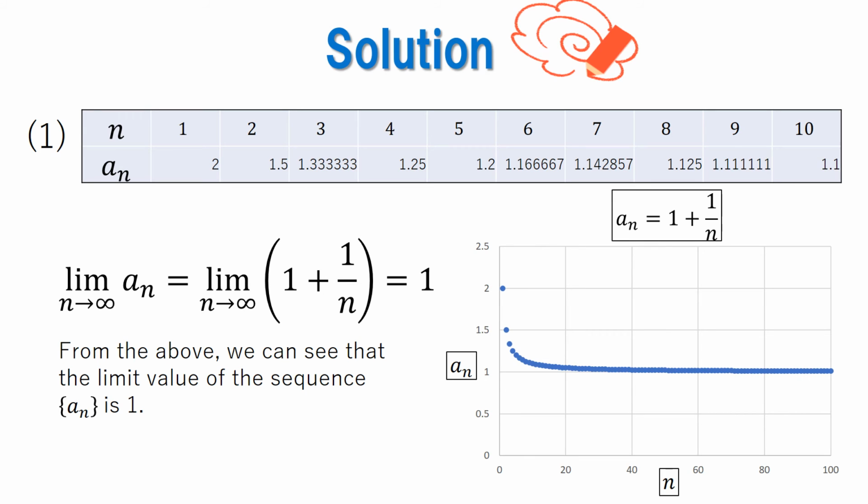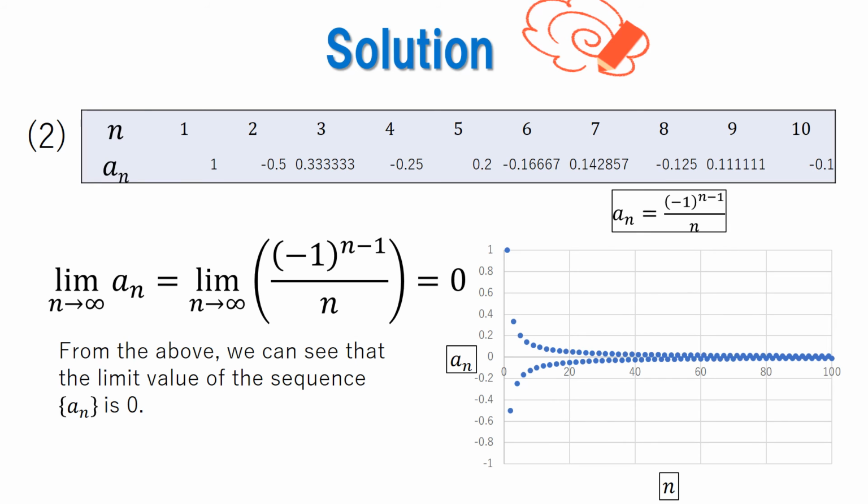For number 1, if we look at the table with the values of a sub n up to n equals 10, and the graph with the values of a sub n up to n equals 100, we can see that a sub n approaches 1 as n increases. Therefore, the limit of the sequence a sub n is 1.